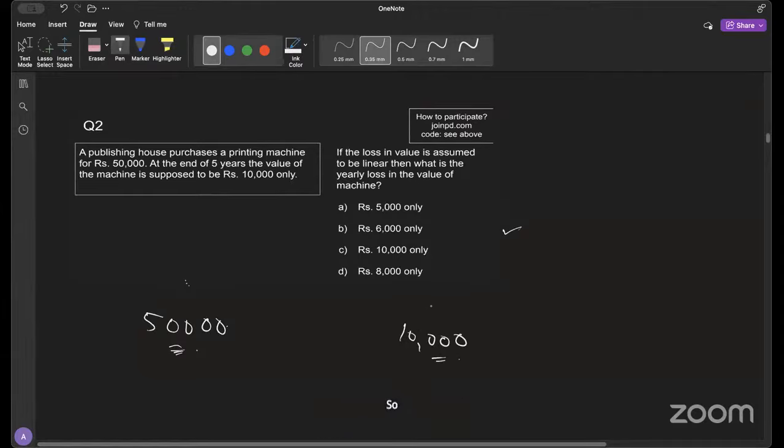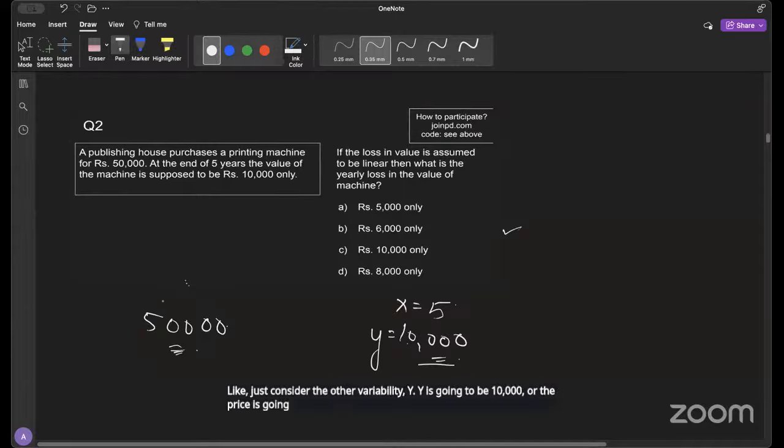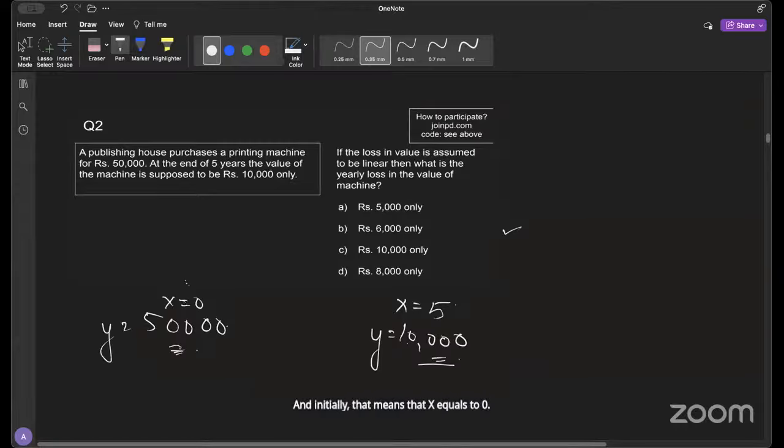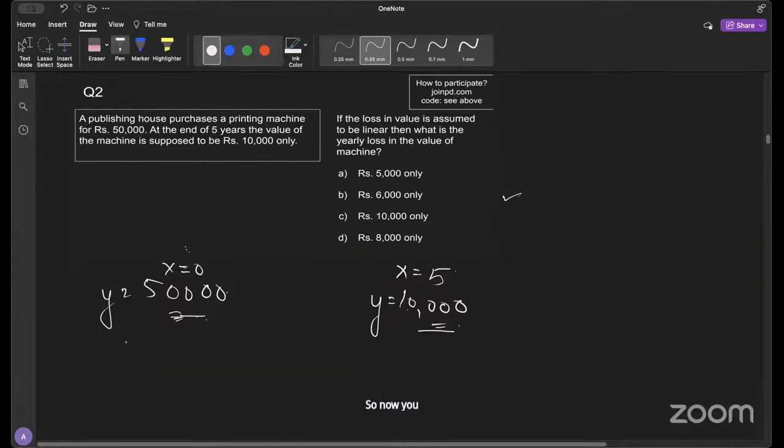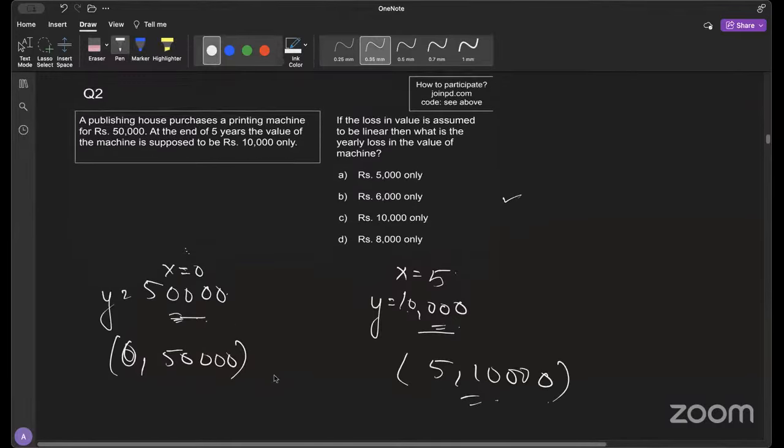So at the end of 5 years, so when your x is 5, let's just consider the other variable to be y. Y is going to be 10,000, or the price is going to be 10,000. And initially, that means that x equals 0. This is your price, right? So now you have 2 points. One is 0, comma 50,000, and the other point is 5, comma 10,000. These are the 2 points given to you.